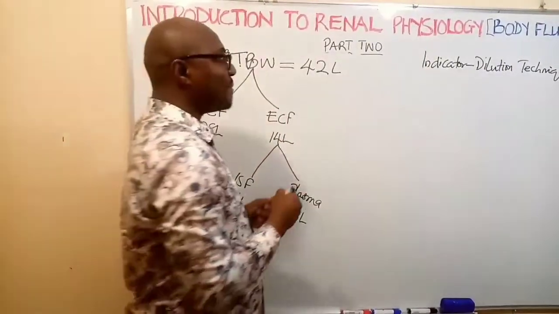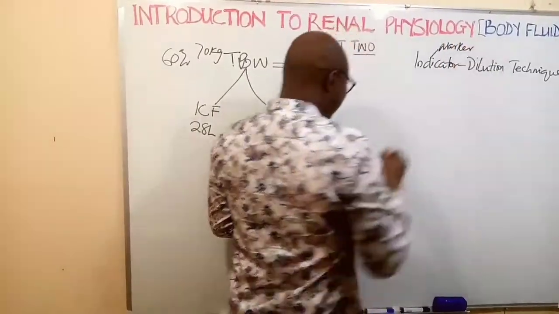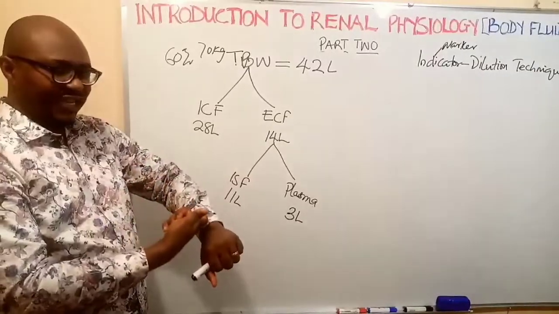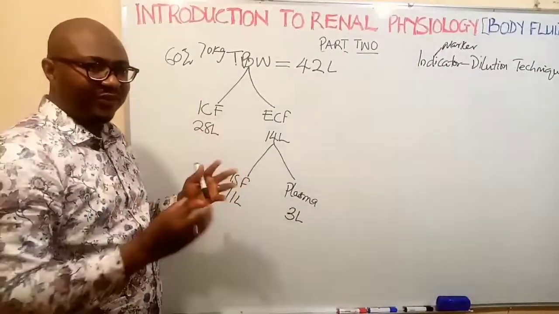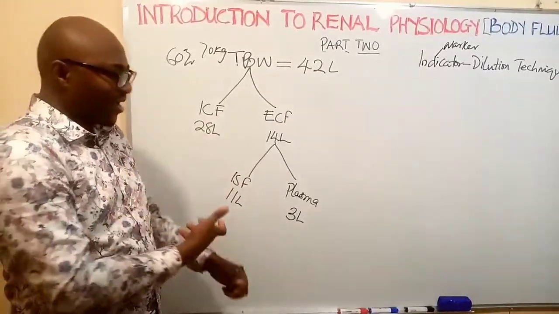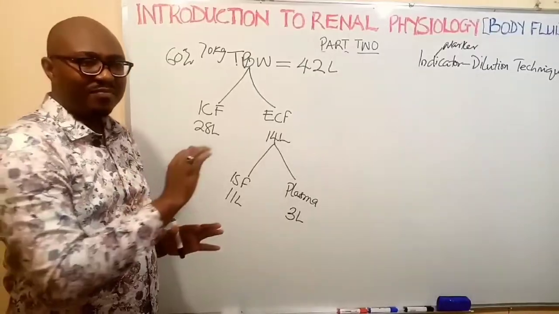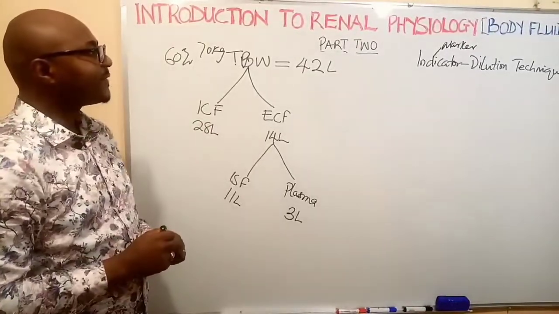All right. So it means that there is an indicator. You also call it a marker. So that marker is introduced into the body. It's injected into the body and is allowed some time to mix with the body fluids. And then you collect and withdraw a sample and measure it. But for us to understand it better, let me illustrate it like this.